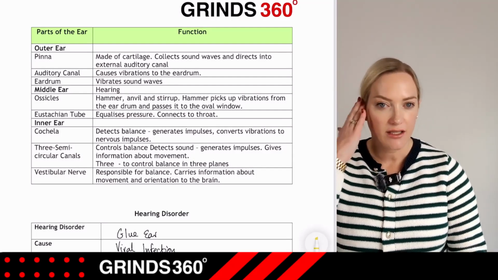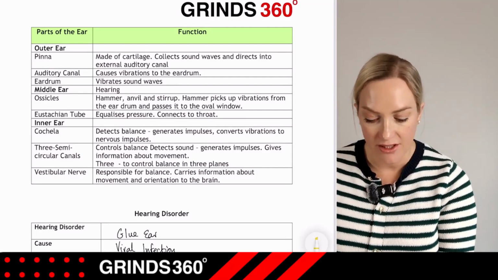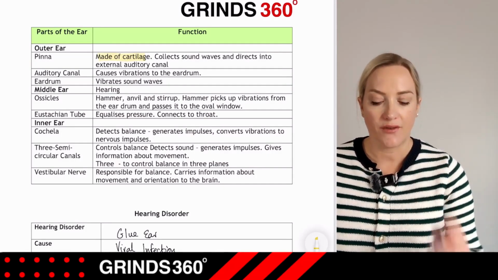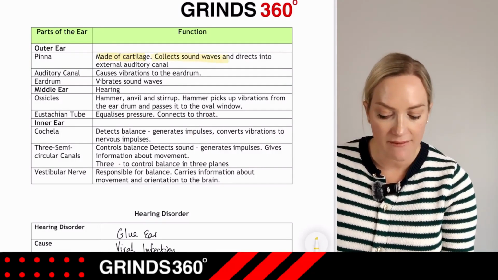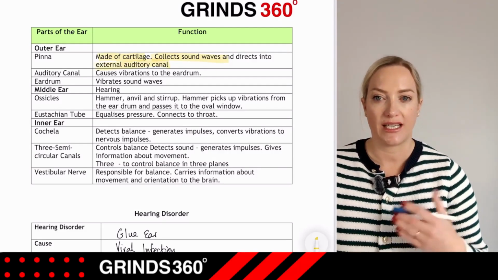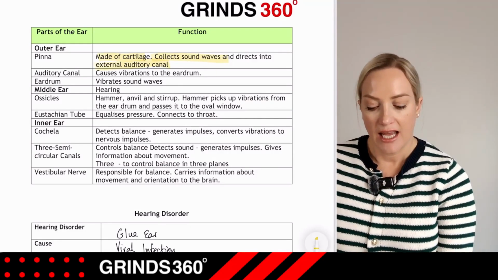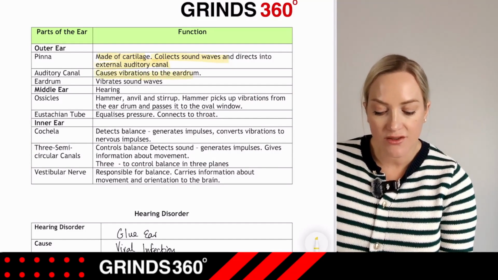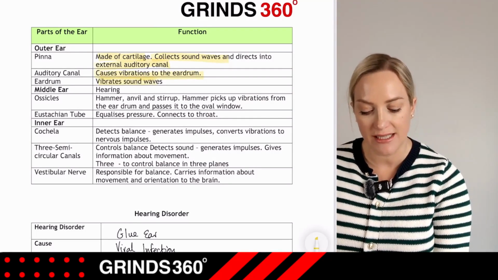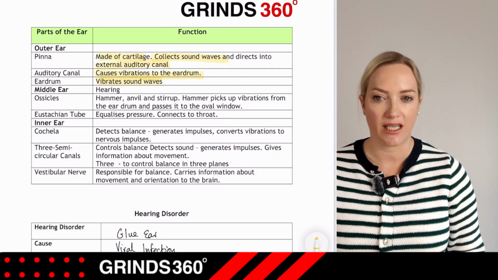So your outer ear, our pinna. It's made of cartilage. And what does it do? Being made of cartilage is not a function. Its function is that it's going to collect sound waves and direct these sound waves to the auditory canal. Your auditory canal is going to cause vibrations to the eardrum. And our eardrum is going to vibrate with the sound waves. So that's your outer ear.